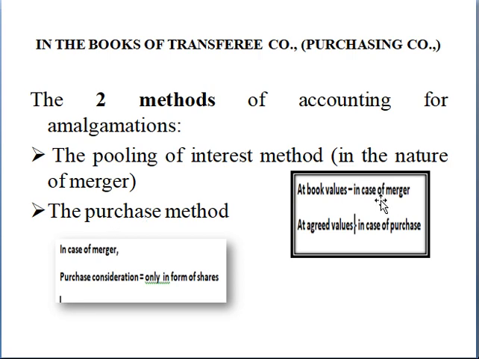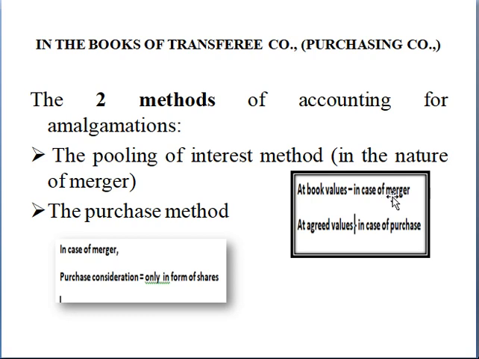Very simple. In the case of merger, the assets and liabilities will be entered at the book values. That's it. Book value is nothing but the values given in your balance sheet. And in the case of purchase, the assets and liabilities are to be entered at the agreed value. For what price, for which amount, the assets and liabilities are taken by the purchasing company. That is called the agreed value.